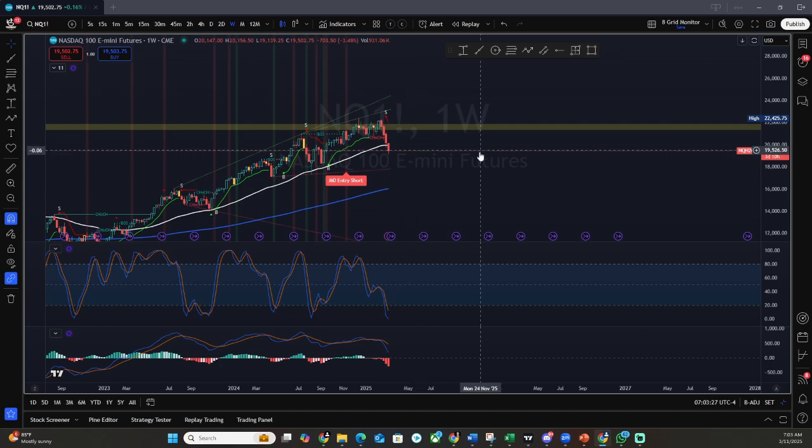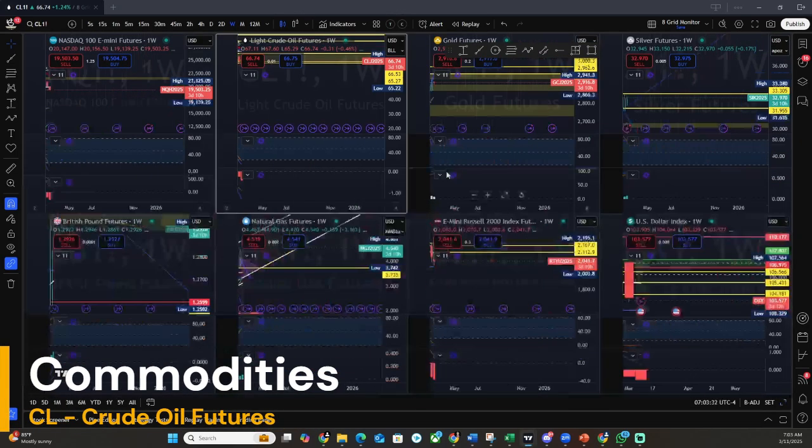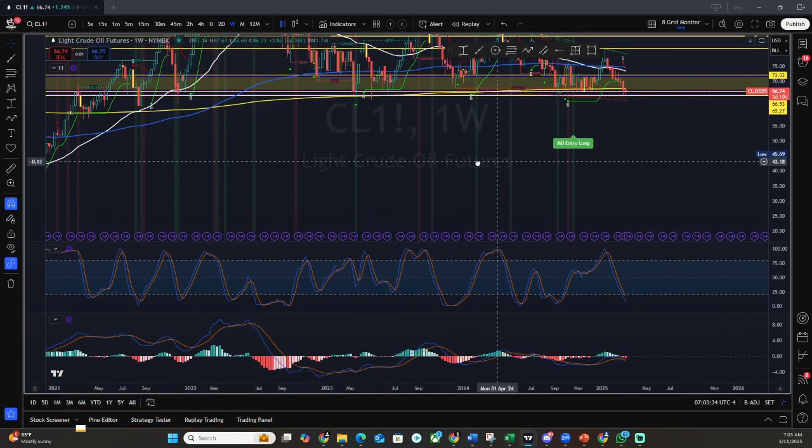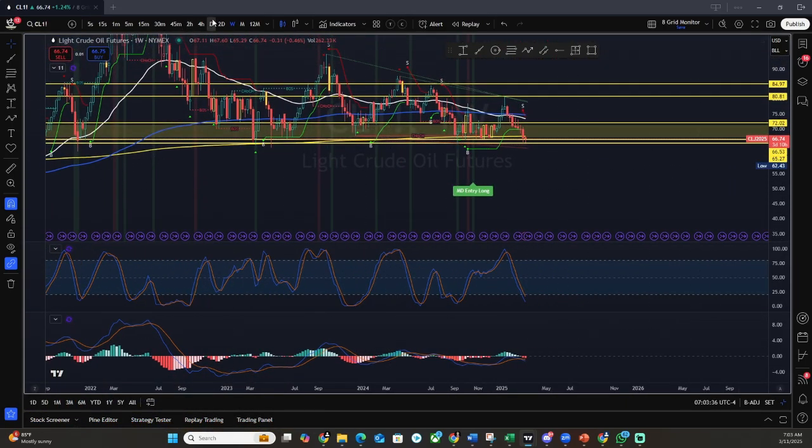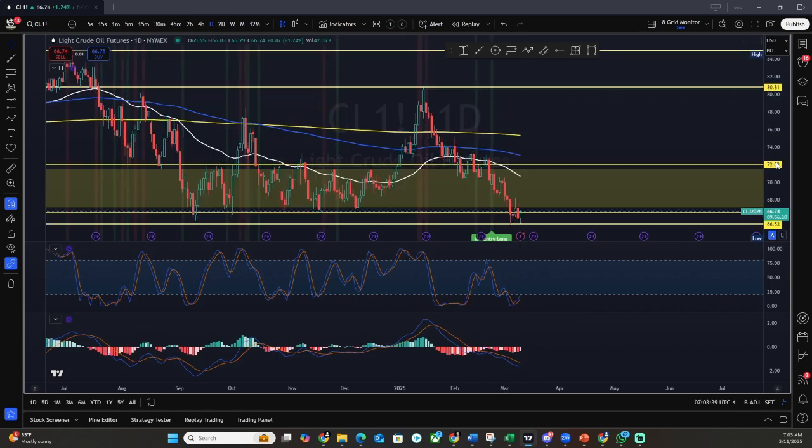Let's go ahead and keep this party going. The next ticker, oh, why doesn't my chart look like that? Oh, that was weird. Anyways, the next ticker we're going to look at is oil. This is going to affect the gas prices when it's all said and done.